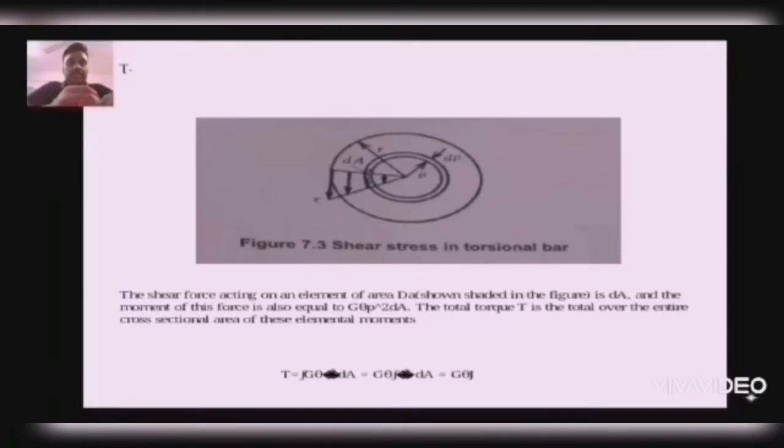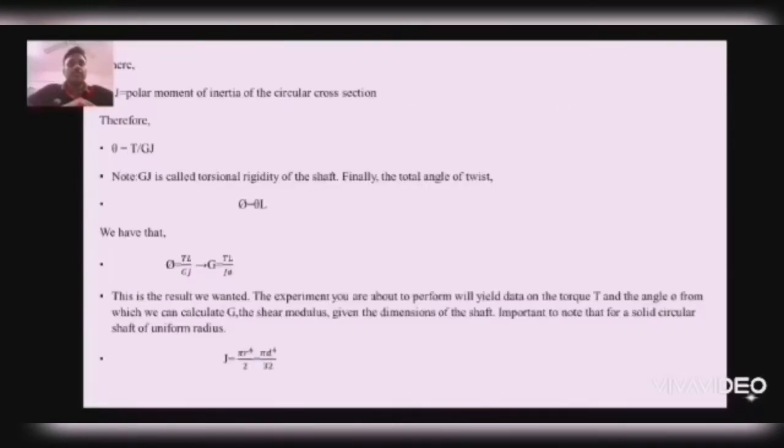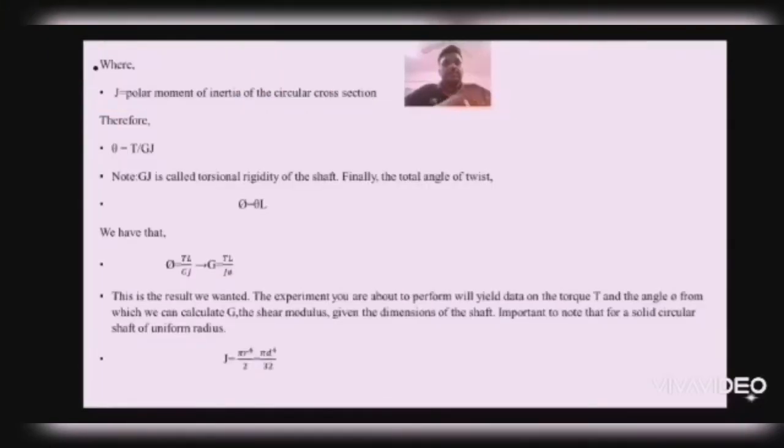In figure 7.3, the shear force acts on an element of area dA, shown in the shaded figure, and the moment of the force equals G theta rho squared dA. Total torque is the total over the entire cross-sectional area of this moment. You can see the formula there. Here we have all the formulas that are used in this test, where J is the polar moment of inertia of the circular cross-section. Therefore, theta equals T over GJ. Then we have phi equals theta L, and also phi equals TL over GJ, which can be solved for G. This is the result we wanted.